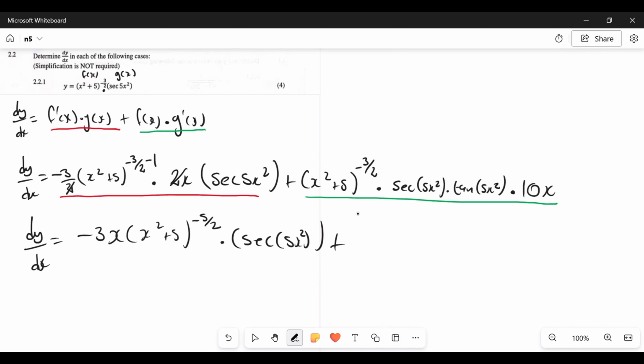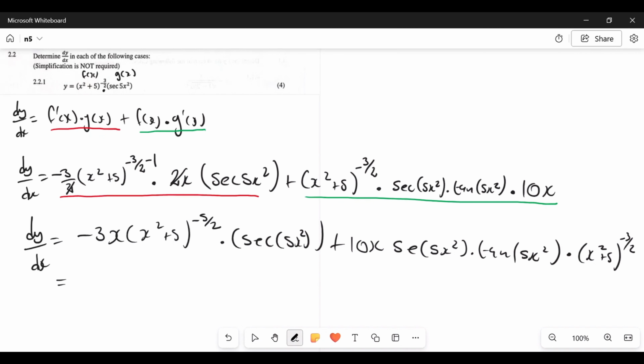plus, let's look at the second term then. So we have 10x, and then we have sec 5x squared multiplied by tan 5x squared multiplied by x squared plus 5 to the power of negative 3 over 2. Right, so let's write the final answer there.